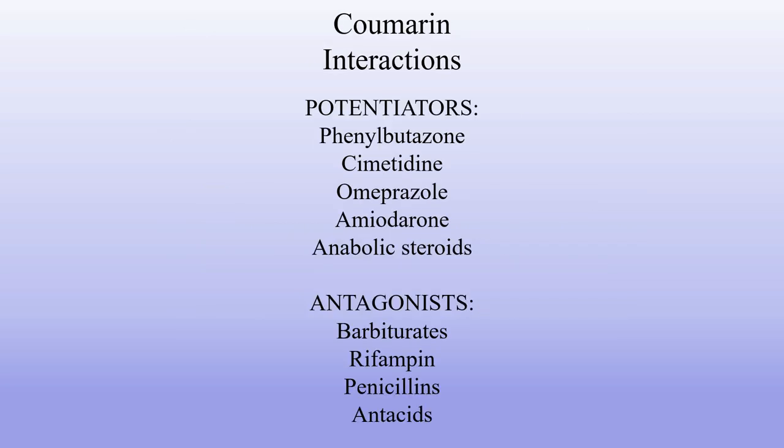Interactions of coumarin. Coumarin has some interactions with some drugs. Drugs which are potentiators of coumarin are phenylbutazone, cimetidine, omeprazole, amiodarone, and anabolic steroids, and antagonists of coumarin are barbiturates, rifampin, penicillins, and antacids.